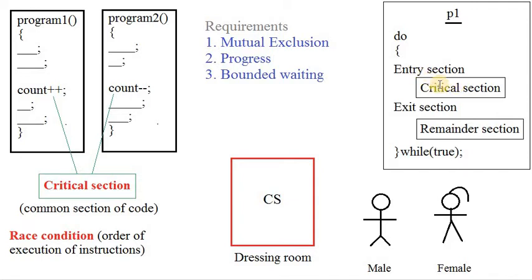Before the critical section we include an entry section, and after the critical section we include an exit section. And what about the remainder section? The remainder section is nothing but the statements which are not in common with another program. It may have different types of statements that are not common with other programs. Those statements are called the remainder section.